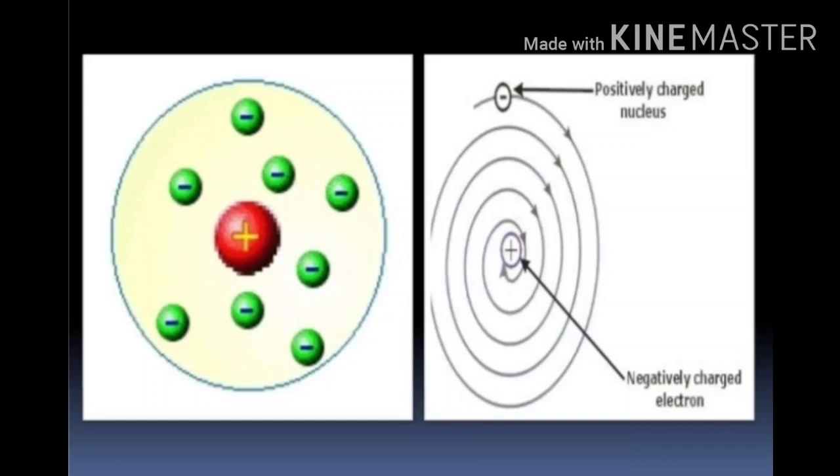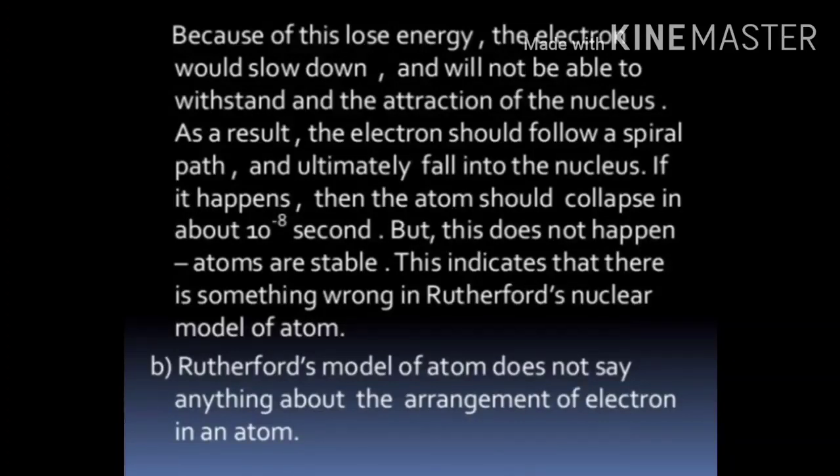By acquiring the spiral path, ultimately the size of the orbit becomes smaller and smaller, and thus a time comes when this orbit collapses into the nucleus and ultimately the electron will fall inside the nucleus. But in his experiment there was no such observation which shows that the electron is present inside the nucleus.